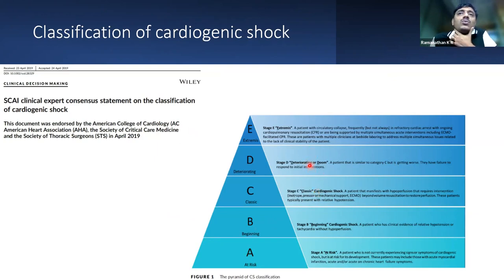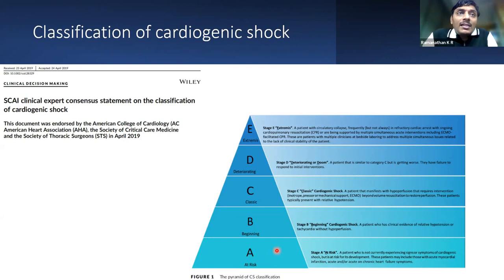And the last patient is the one who is in extremis, who is almost on the verge, or who has ongoing CPR. Now, what do each of these strata say? So SCAI class A identifies that patient who is at risk, who doesn't have any symptoms or signs of cardiogenic shock, but he's at risk for developing cardiogenic shock. Now, these are the patients who have otherwise what we call a stable MI or stable acute heart failure.